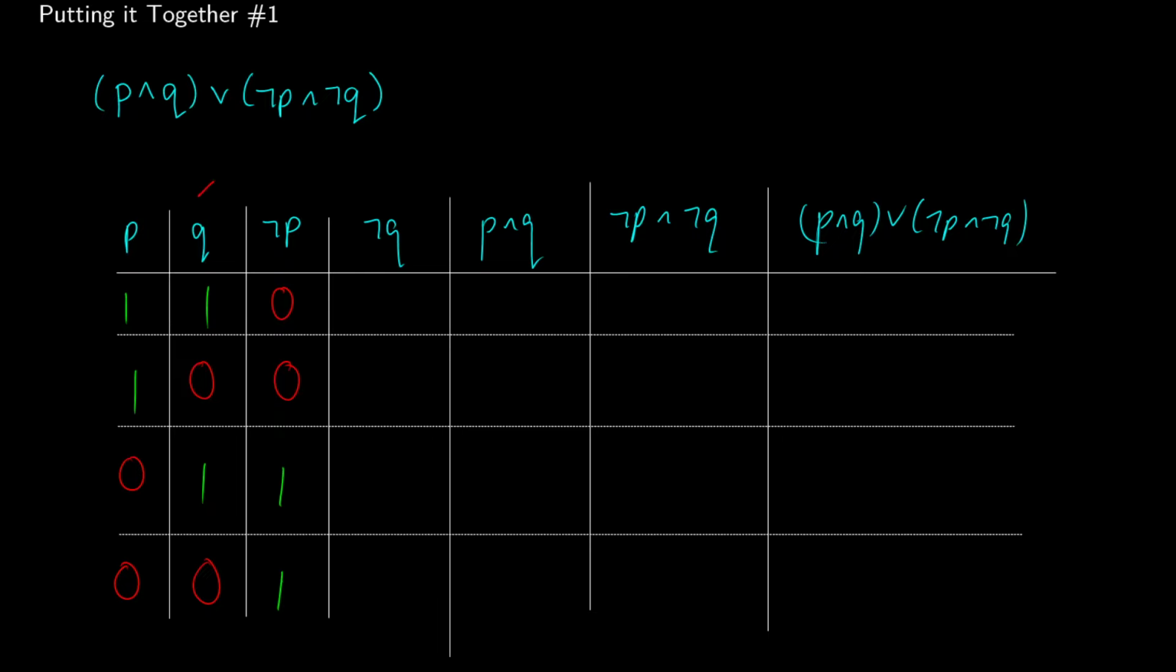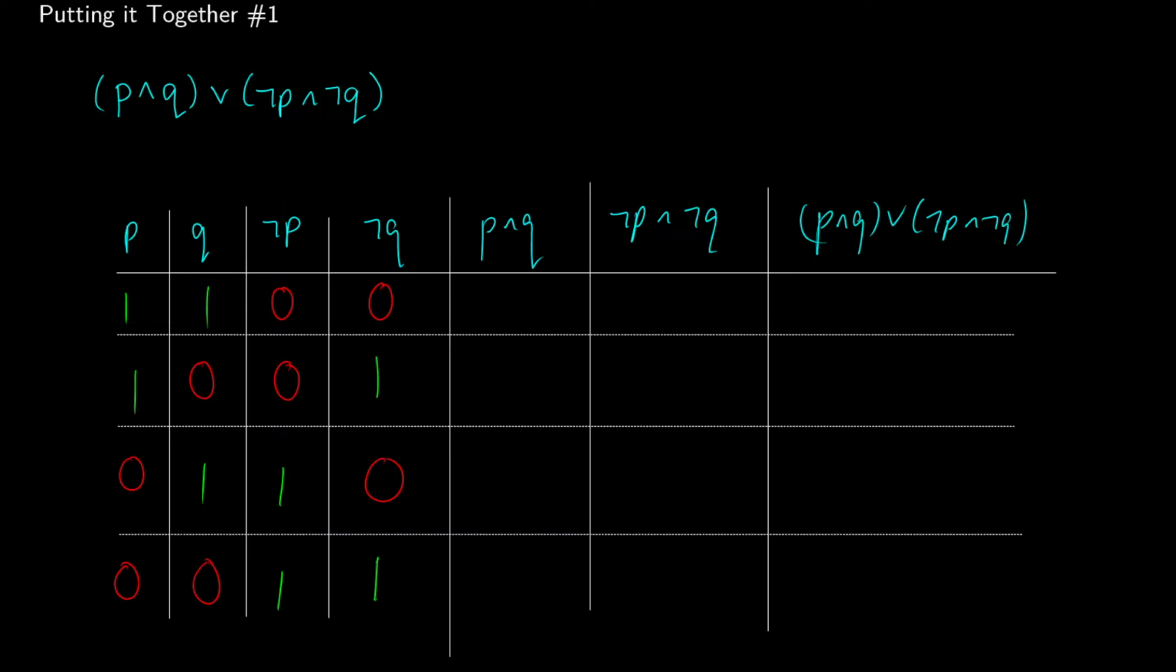Now we're going to do not Q. So same thing, we're going to flip the values. So Q is true, so not Q is false. In the second row, Q is false, which means not Q is true. And the third and fourth row show the same pattern. So 1 flipping to 0 and 0 flipping to 1. Okay, so we have all of our bases covered.